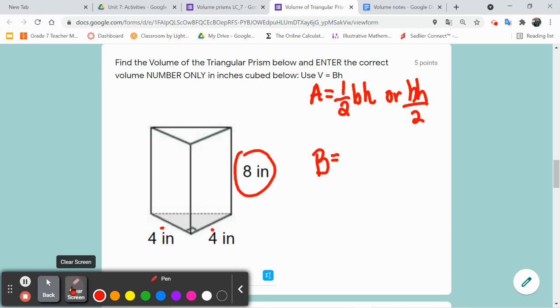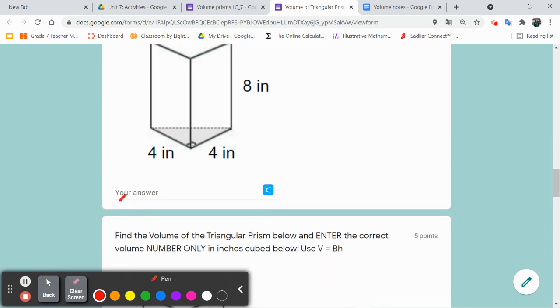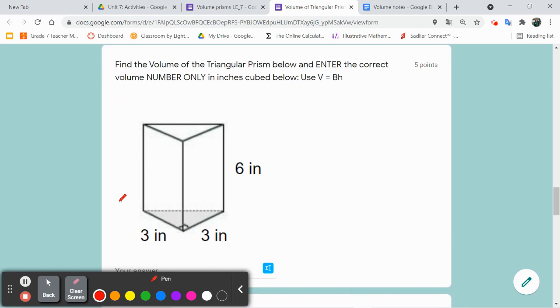All right, let's look at the third one. Again, this one is sitting on its bases. So first thing we're going to do is, we need to find the volume. We've got to enter it in cubed inches. So all they want is you to enter the number only. You do not have to put the units on this. All right. The volume formula is volume equals big B, which is the area of the base, times your height. So let's go find that area of the triangle.